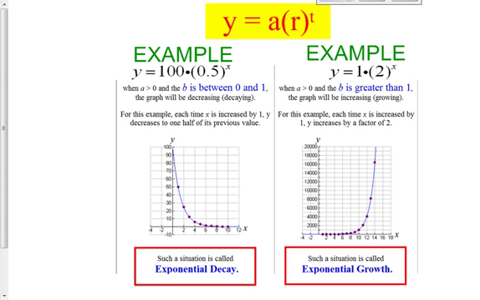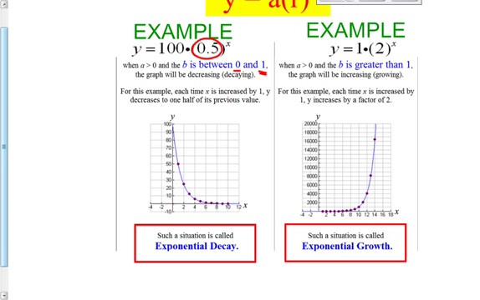Let's review again what their graphs look like. When it's exponential decay, it means that my base number is a number that's greater than 0 but less than 1. So it's in between 0 and 1. When it's exponential decay, as my x's get larger, my y's get smaller. Okay, so it gets less as it goes down and to the right. So this is exponential decay.